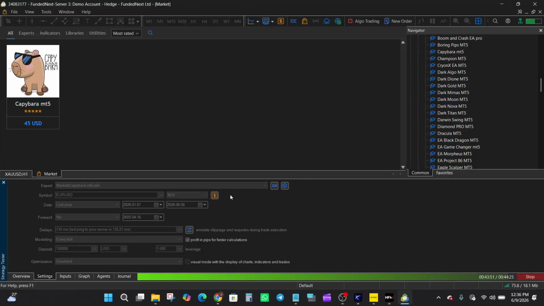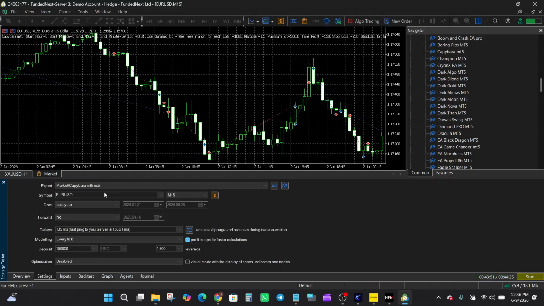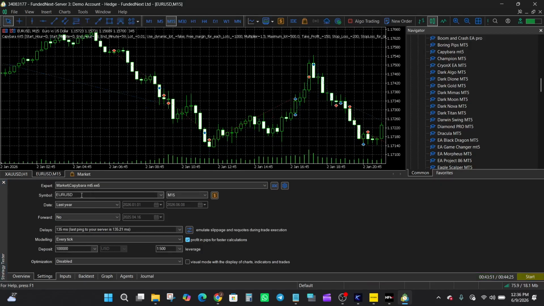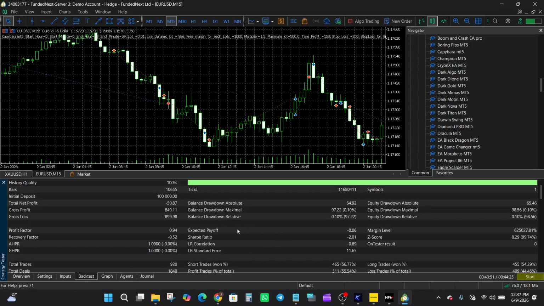All right, and we are testing the Capybara EA on EUR USD, which is one of the recommended pairs, on the M15 time frame. And we can see that the test was conducted over the past 5 months, from the 1st day of 2026 till date. And for the delays, we are using the last ping to the server. The modeling is every tick. And here we go. These are the results.